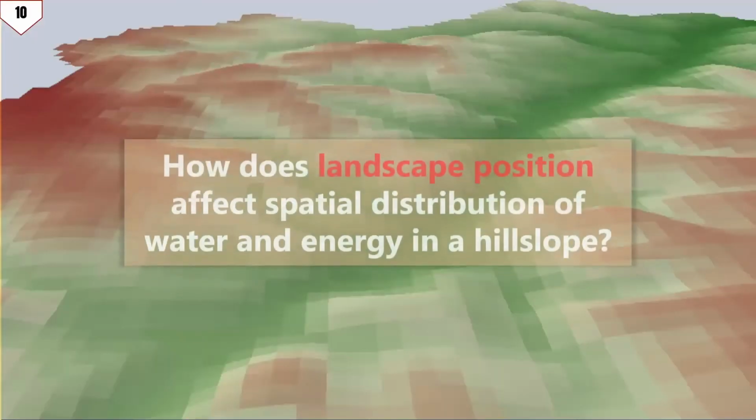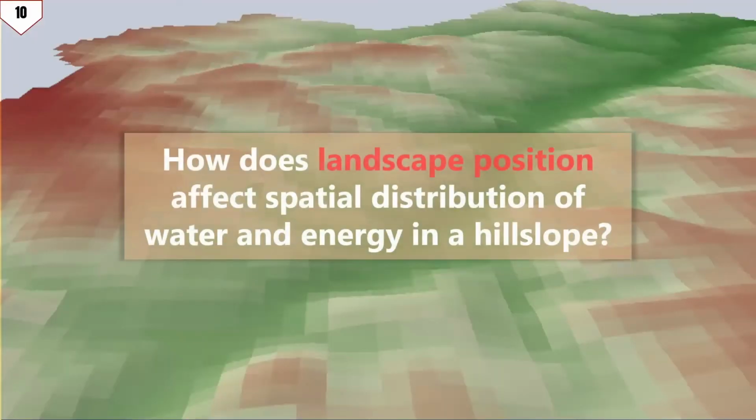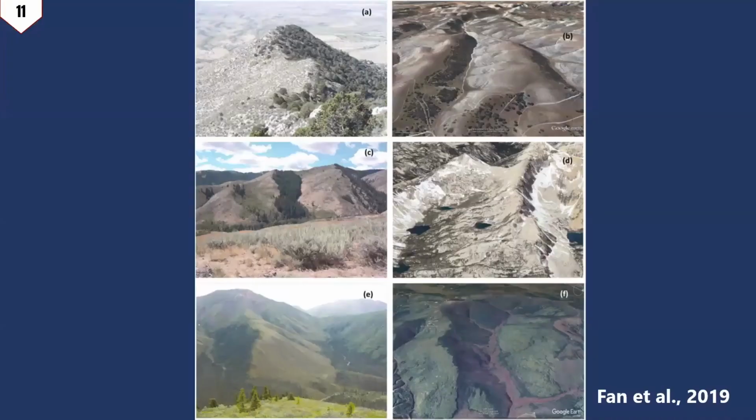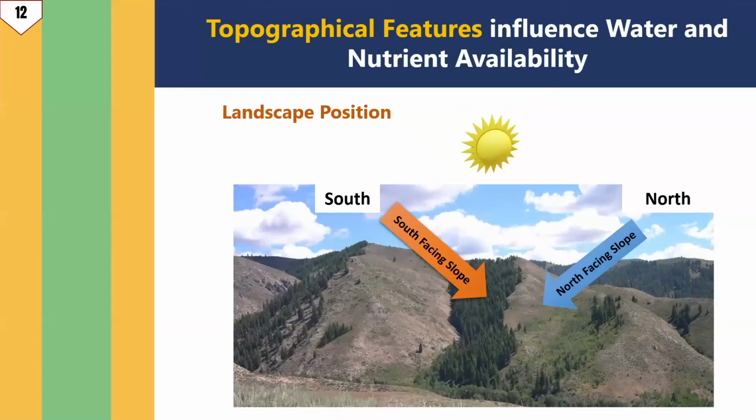Another question here is how does landscape position affect the spatial distribution of water and energy in a hillslope? Fan et al. 2019 demonstrated in their research that there is a contrast of energy and water availability between northern and southern exposure. As all the study sites we've been working on are located in the northern hemisphere, we likewise expect that regions with south-facing slopes will receive more sun heat than regions with north-facing slopes.